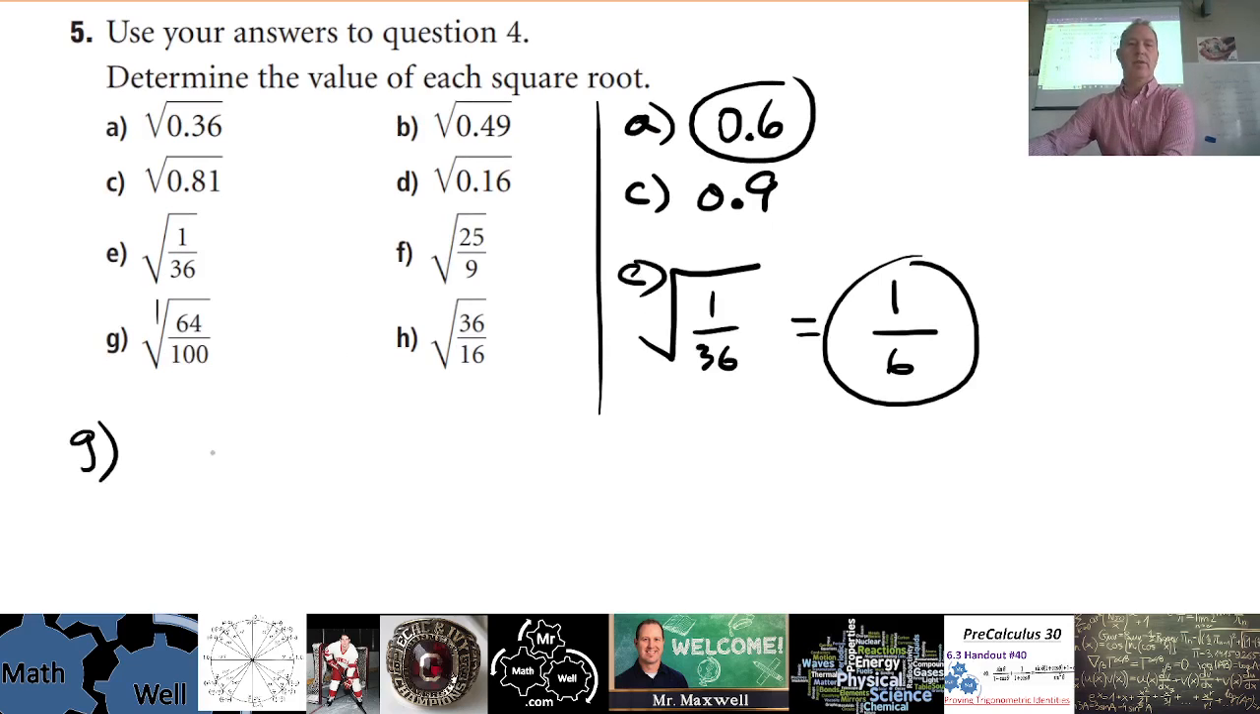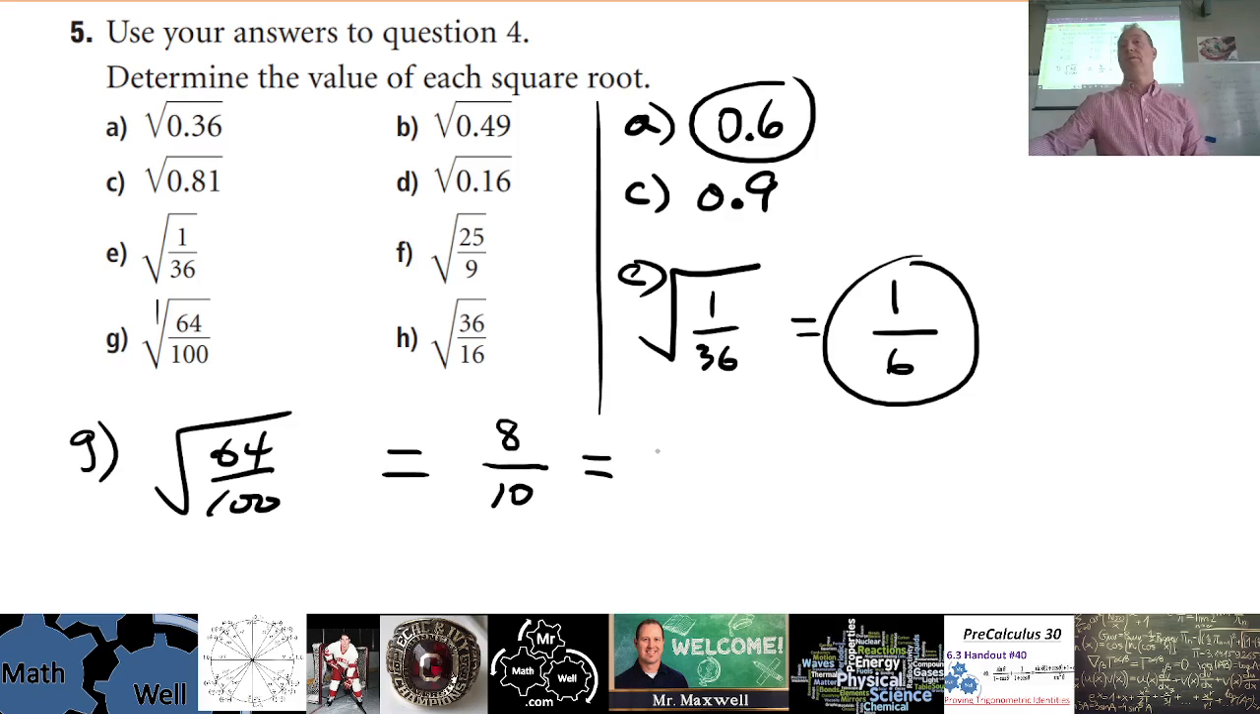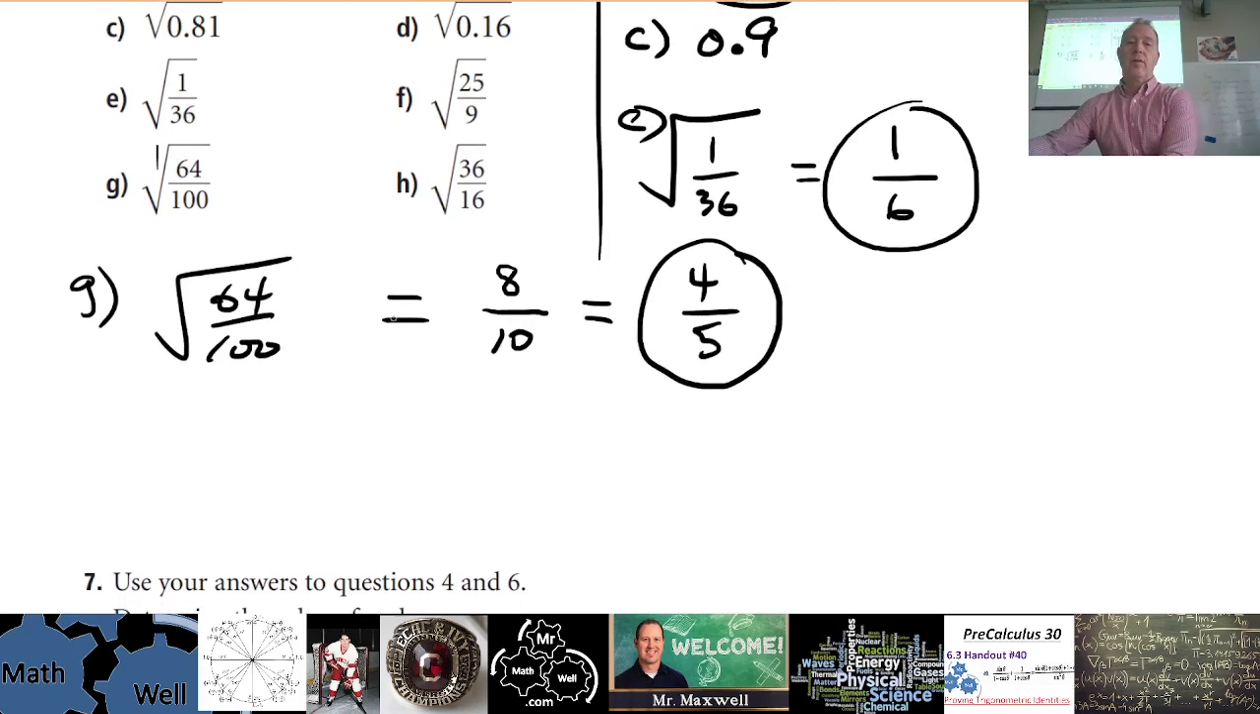So let's do G over here. The square root of 64 over 100. That's going to be what? 8 over 10. Reduced to, and you should always simplify when you can, that's going to be 4 over 5. Okay? 4 over 5. So you could also simplify this fraction underneath the radical sign. A radical, you don't know what radical is. Underneath the root sign. You could do that first.